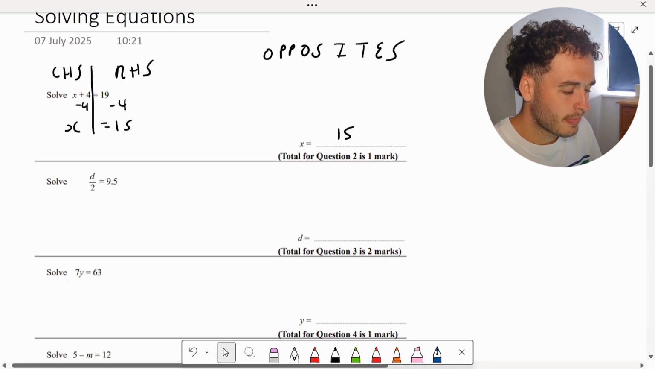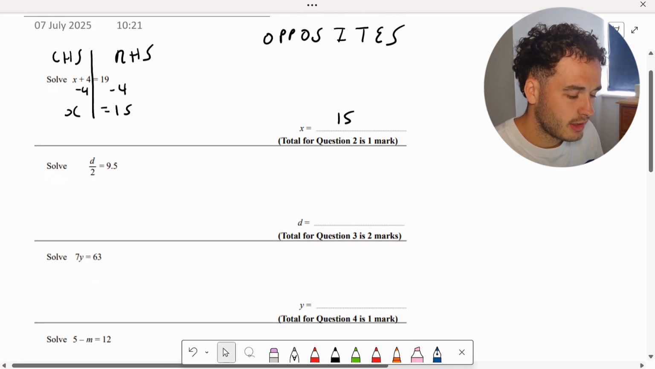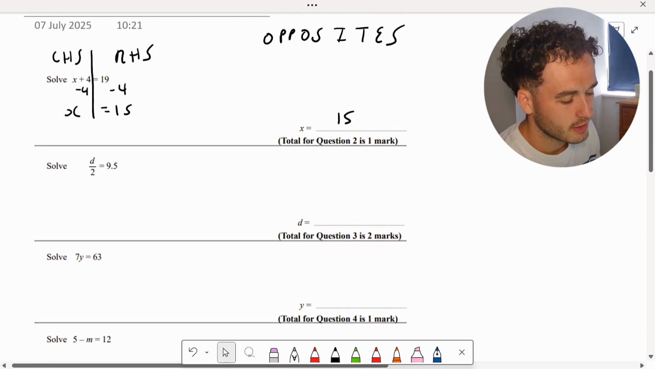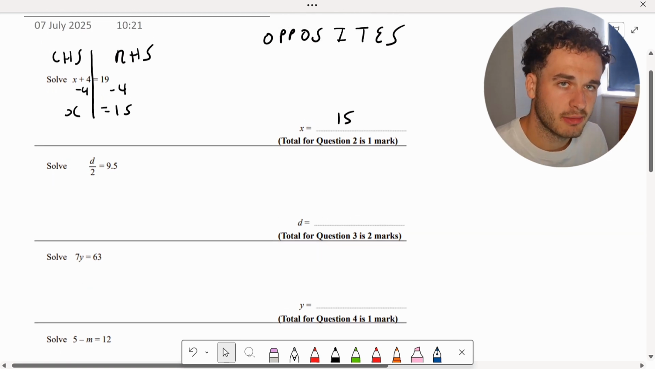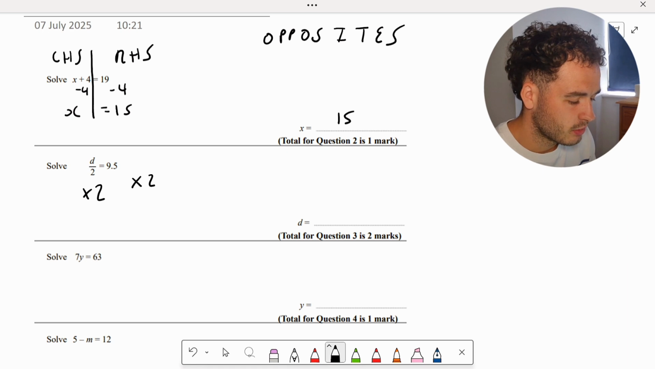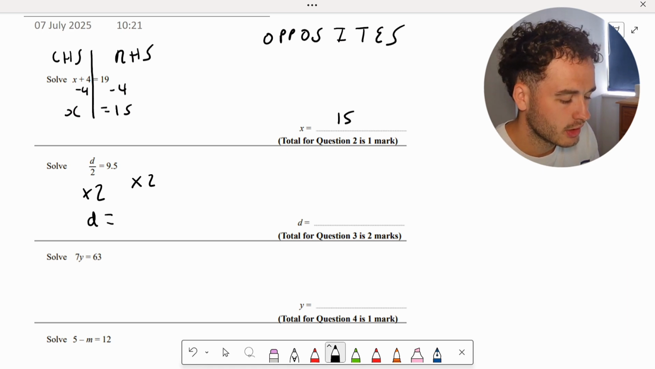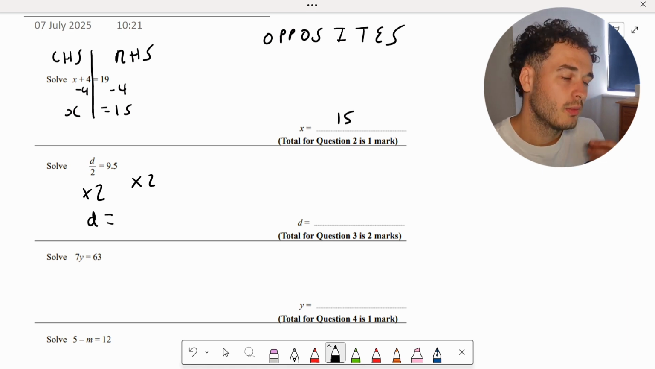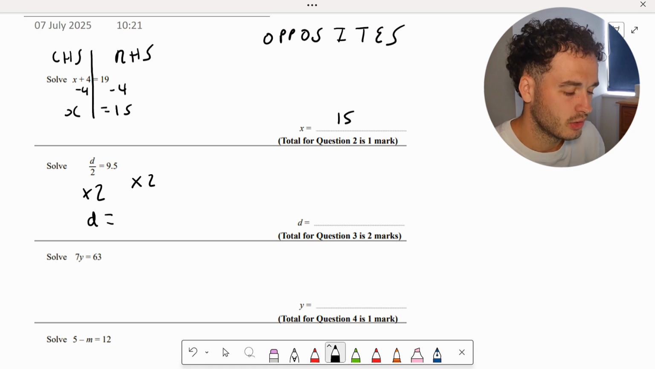So if we look at the equation below, d divided by 2 is 9.5. Well, what's the opposite of dividing by 2? Well, we multiply both sides by 2. So if we multiply both sides by 2, we're just left with d equals 9.5 times 2, which hopefully you'll be able to know is 19.